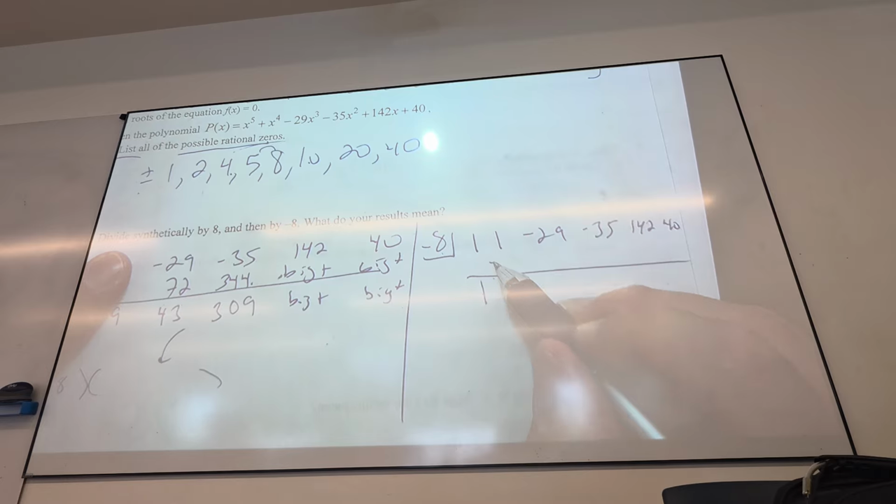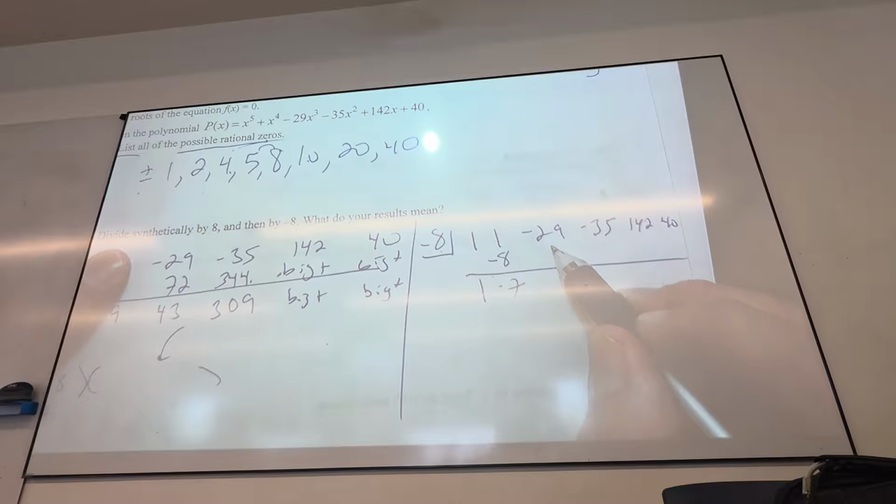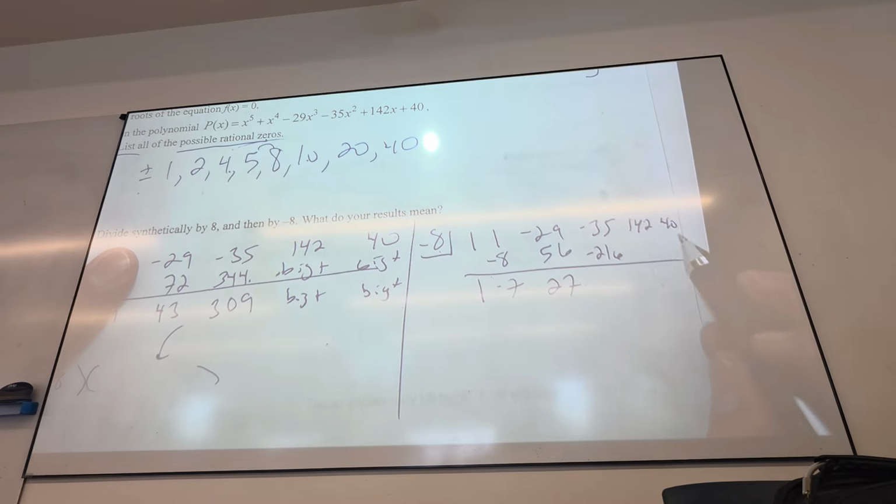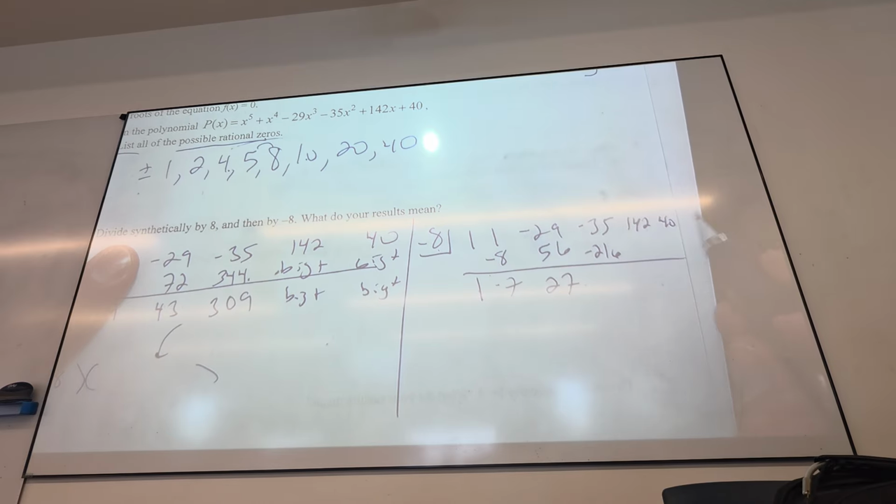1, negative 8, negative 7, 56, 27, negative 216, I think. Is that right? Do you see how this is going to be big negatives? What's big negative times negative 8? Big positive. Then this will be big positive. What's big positive times negative 8? Big negative. So this will be big negative.